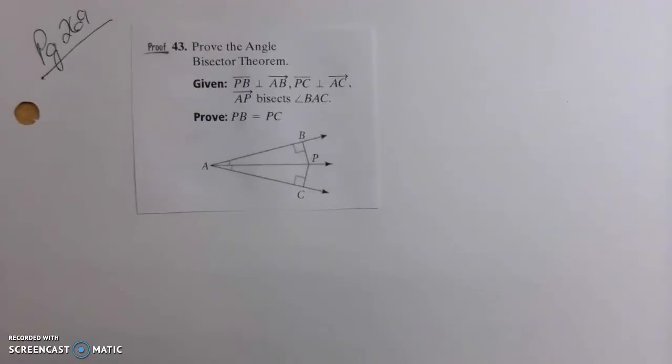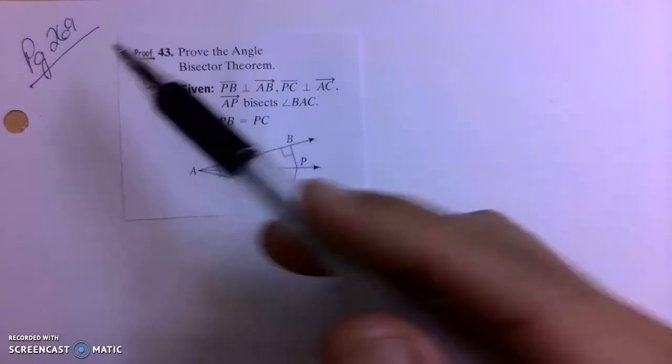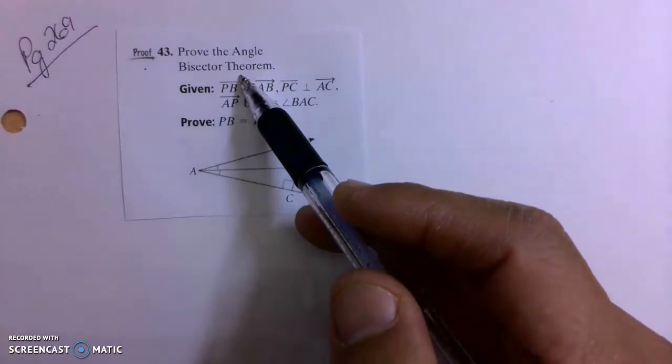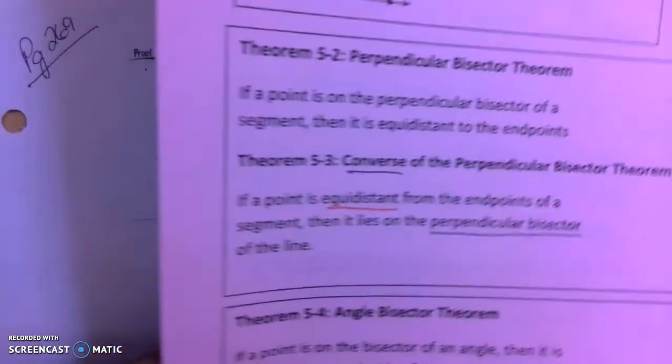Okay, I'm going to do a problem here on page 269. This is number 43, which is a proof. So we're going to make the two-column proof. We're going to prove that the angle bisector theorem works without just stating it. So let's go back to looking at what our note says.